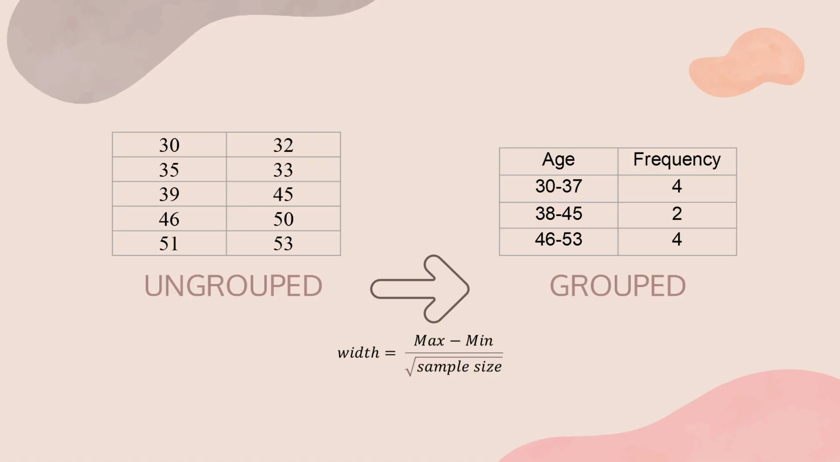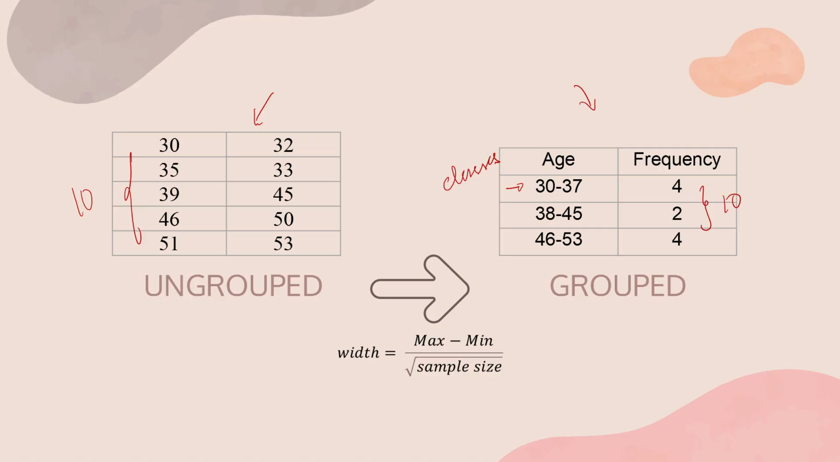Okay, so first, let's learn how to group data. On your left is the ungrouped data, on your right is how we grouped the data. As you can see, you have a total observation of 10, and the same with your ungrouped data. However, the difference is that your ungrouped data is listed individually, while your grouped data is listed through what we call classes.